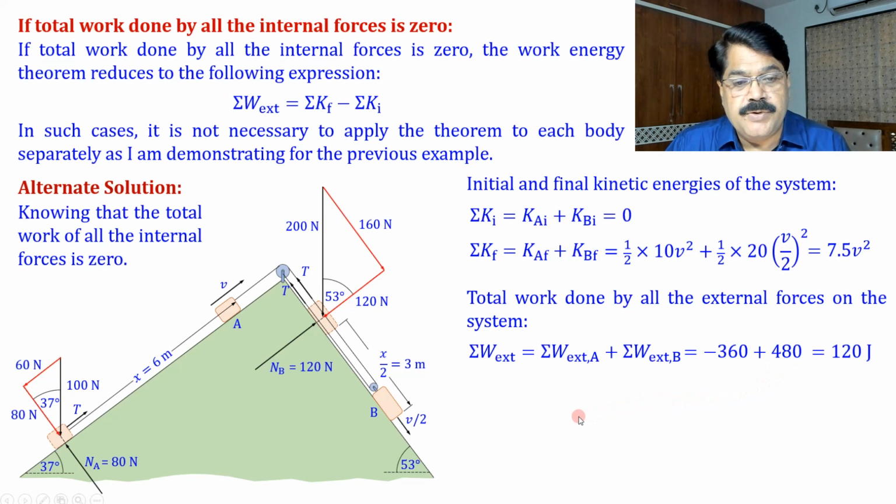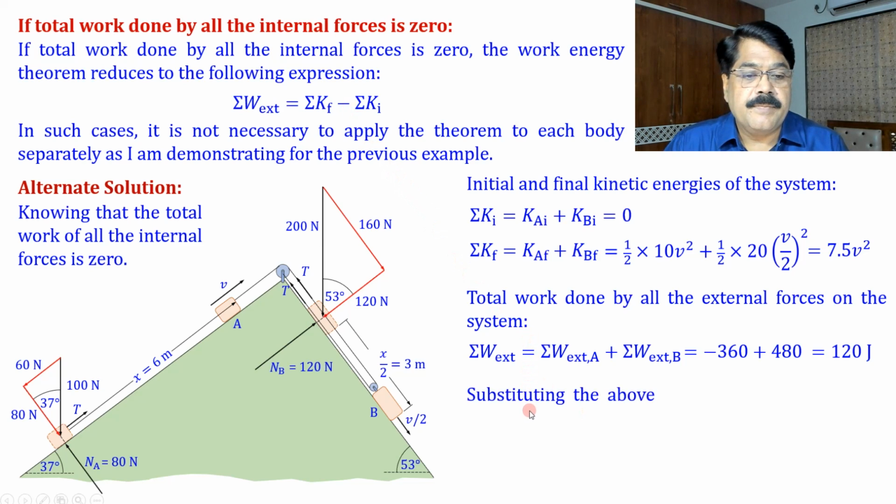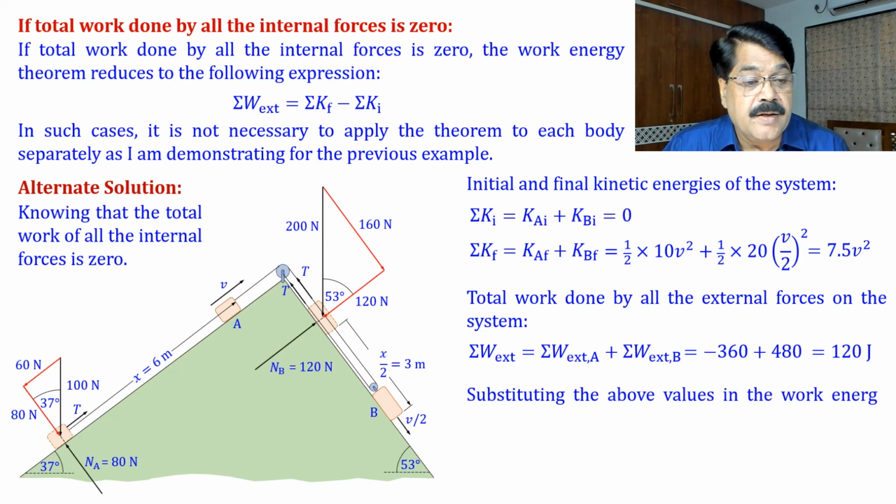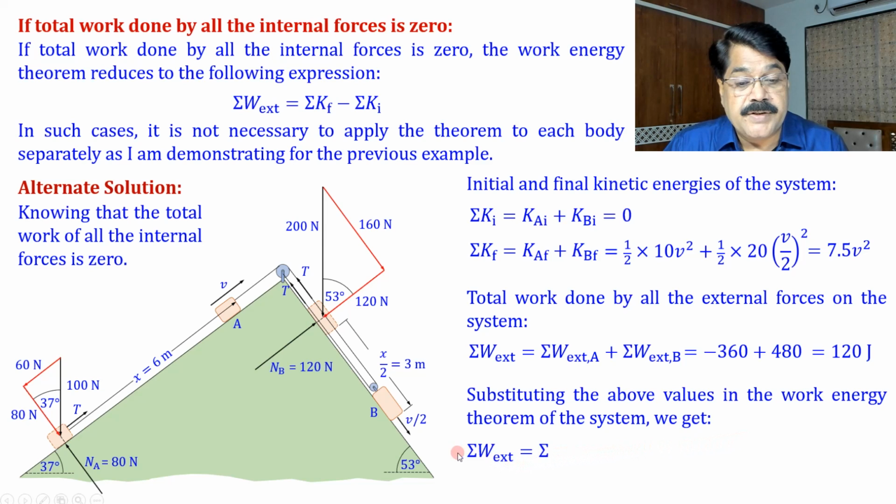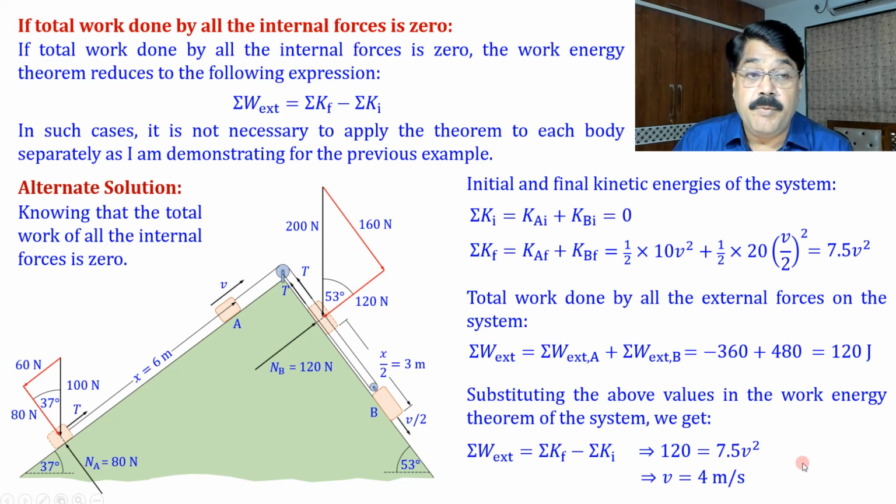Now we substitute this value in this theorem. Substituting the above values in the work energy theorem of the system, we first write the theorem: summation W external is equal to summation K final minus summation K initial. For this we write 120 joule, for this 7.5 v square, for this 0. So 120 is equal to 7.5 v square. By solving this, we can find velocity v is equal to 4 meter per second.